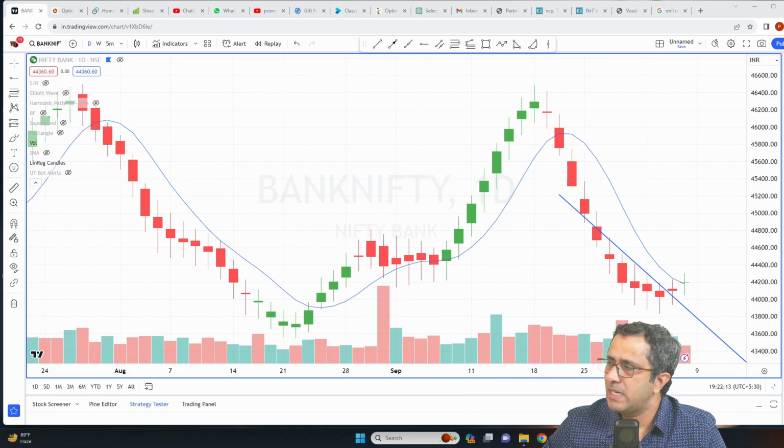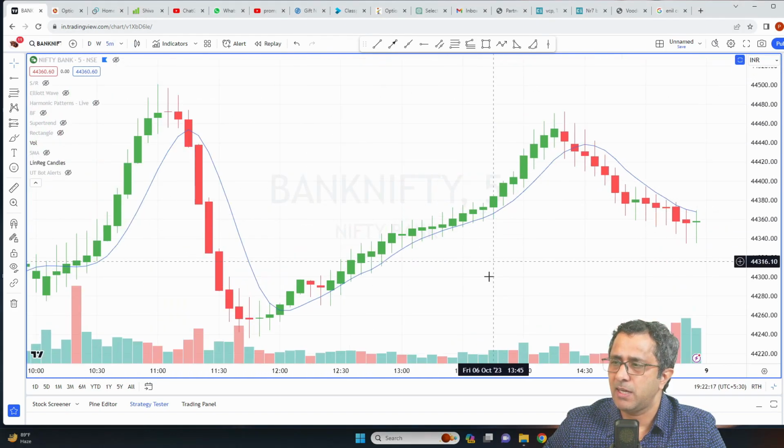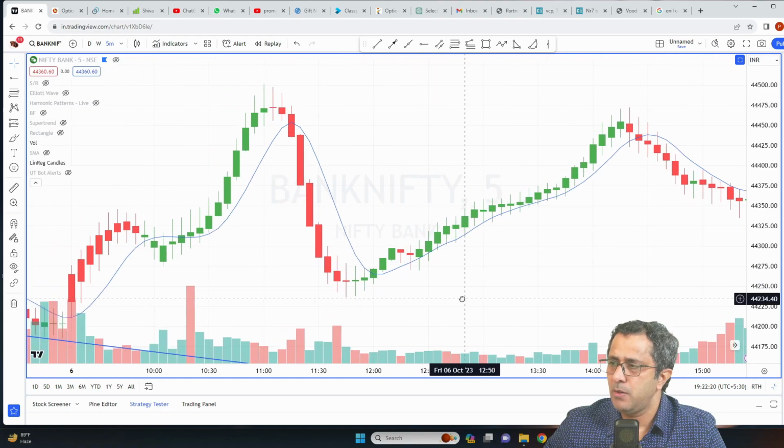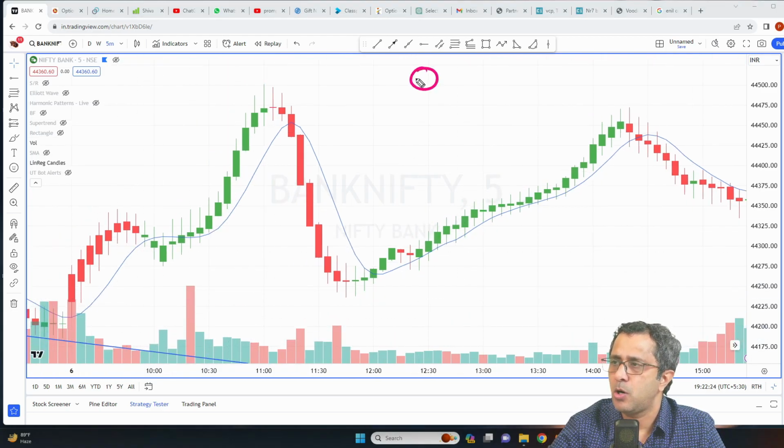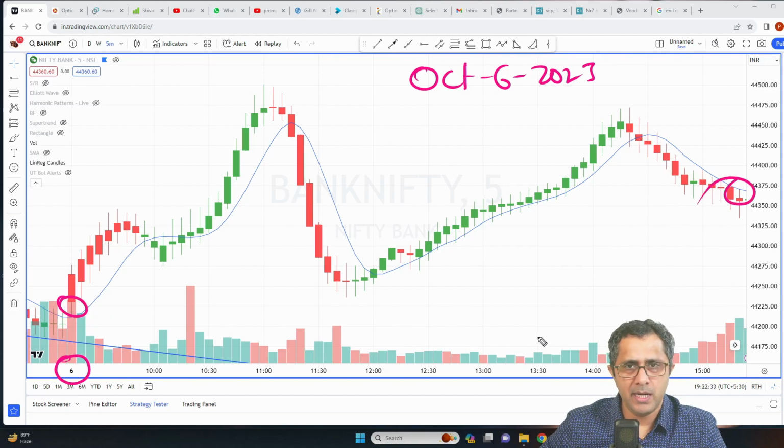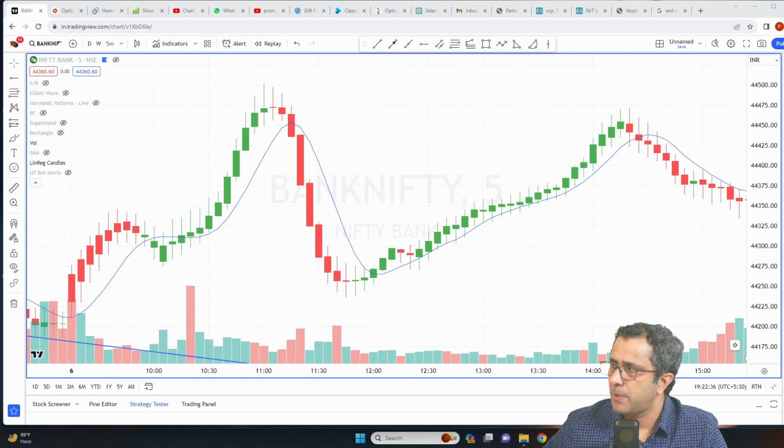Now, how will we get the buy and sell signal? First of all, I will put this chart. This is a Banknifty chart, and this will be for today. Today is October 6, 2023. So this is a chart starting from here till here. The entire day you can see on this chart because we have kept it on 5 minutes.